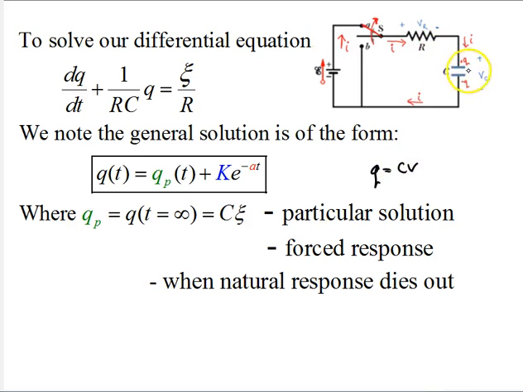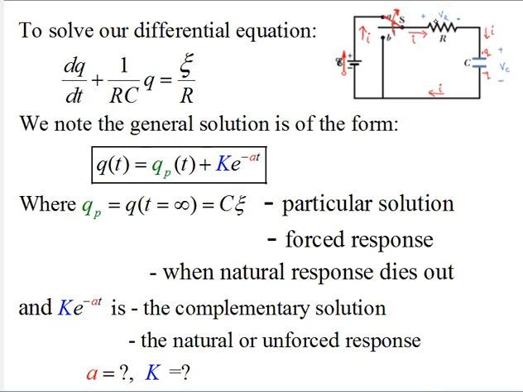Once we're at equilibrium, V, the voltage across the capacitor, will be the EMF, and our current will be 0. So that's our particular solution. Our complementary solution is this constant K times e to the negative A T. That's our complementary solution, or the natural or unforced response of the circuit.